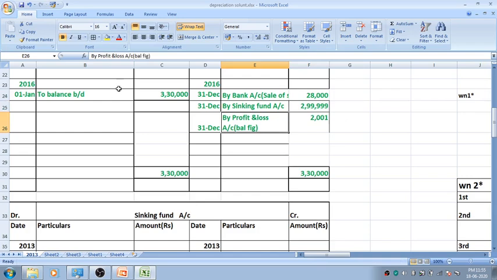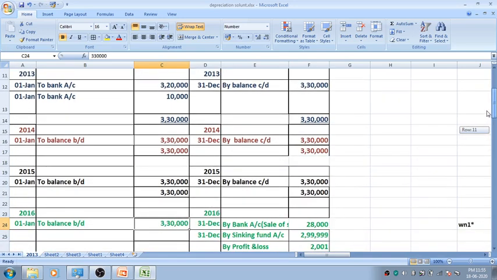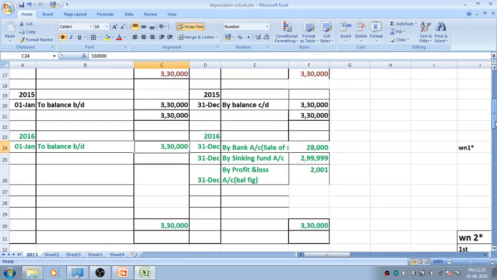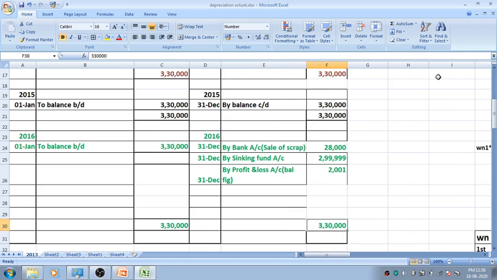Now it's time to tally machinery account. This is the machinery account which is recorded for 3 years, and now the 4th year we are going to tally it. When we try to tally it, it will not tally because the opening balance is 3,30,000 and this comes to less than 3,30,000. So the balance figure is transferred always to profit and loss account. That is 2001 year in this case, and then it will tally to 3,30,000. So like this, the machinery account is closed. We are transferring the amount to profit and loss.